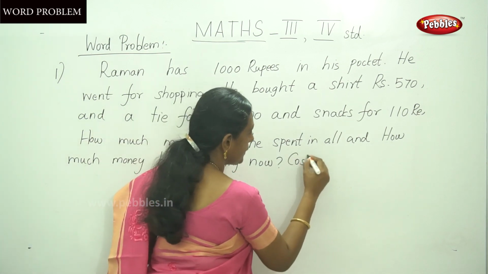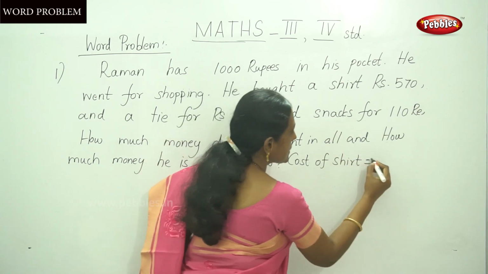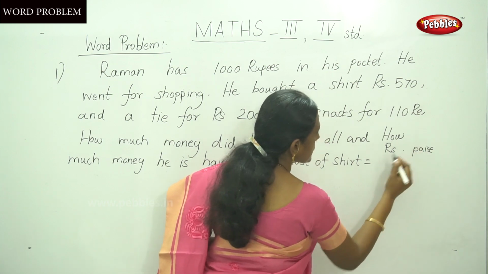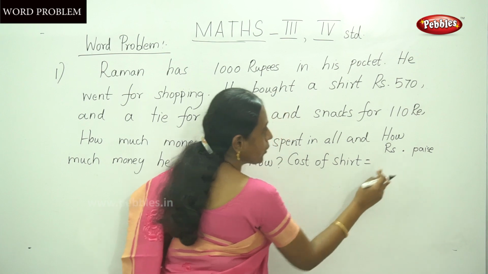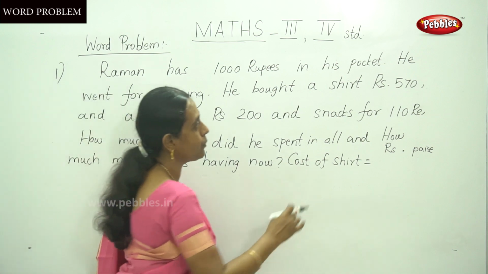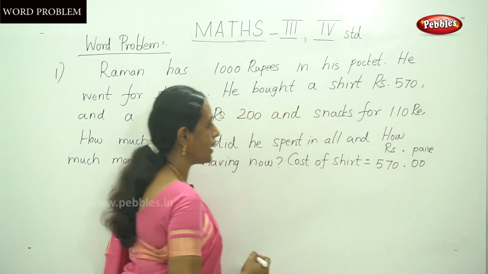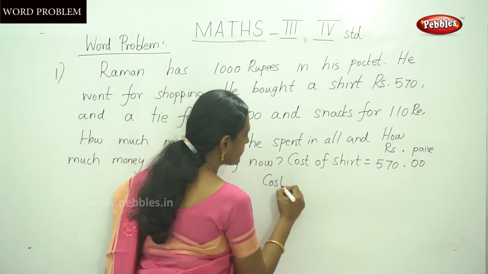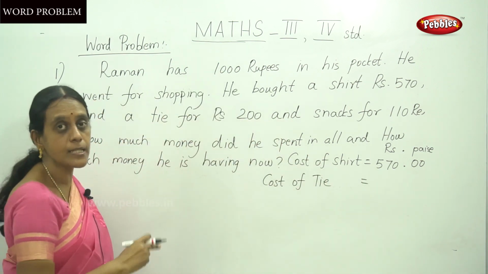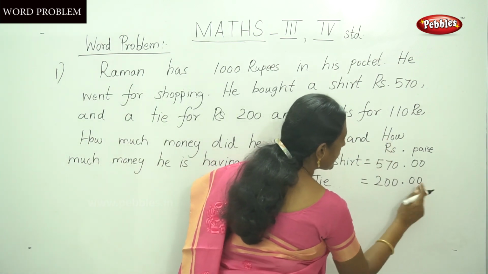I am going to write here, cost of the shirt is equal to. Here put the columns, rupees and paise. Because of the rupees and paise units, make it a 2-divided column. You should first put it in a column in the rupees paise format. That is so important. That is 570, and here no paise at all. And the cost of the tie, that is rupees 200. Put it in the rupees column, and no paise at all.